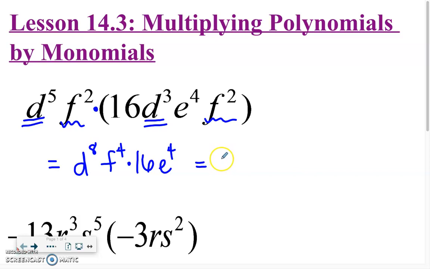And so to do that, you're going to take any of your regular numbers and those are going to go first. So like 16, that's called a coefficient. And then your letters you're going to put in alphabetical order. So it would be D first, and that had an 8. E would be second, and then F would go last. So this would be your answer, 60.